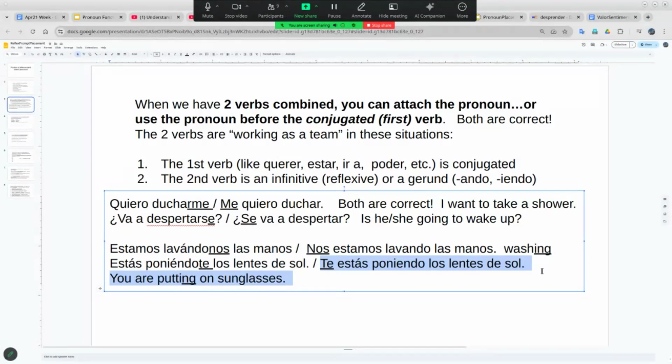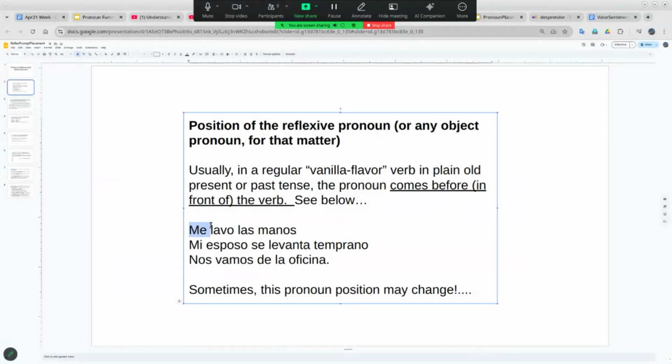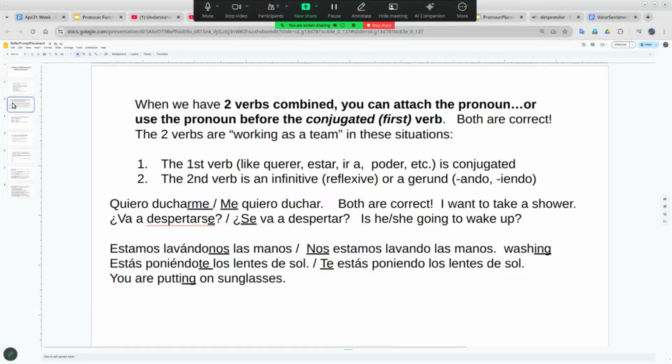Para que sepan, so that you know. You won't be perfect at all those. If in doubt, go back to the very first rule, which is just put it in front of the verb. If in doubt, put it in front of the verb, like the usual plain example, and you're fine. But do know people have a choice as to where the pronouns can go in that situation, okay?